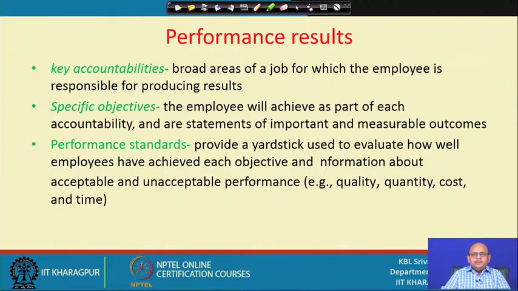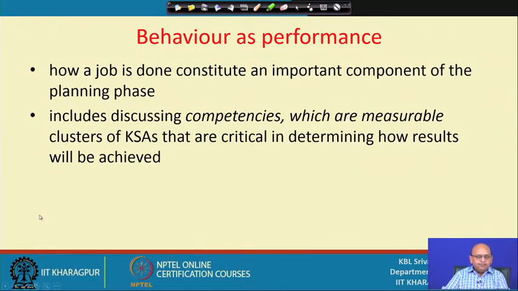And this performance standard is measured in terms of quantity, quality, cost and time. It means that you have achieved within a given time frame, the quality standards are met, the quantity of units that you are going to sell is there, and it is cost effective. So, performance standard is measured along these dimensions to ensure that results are measured.